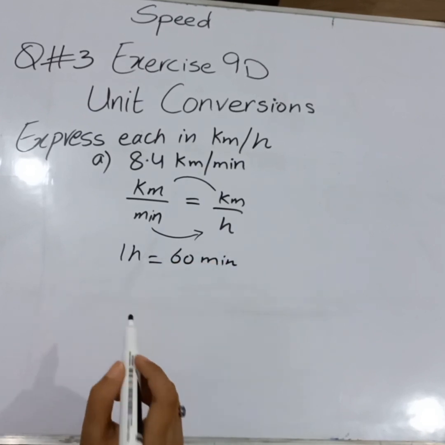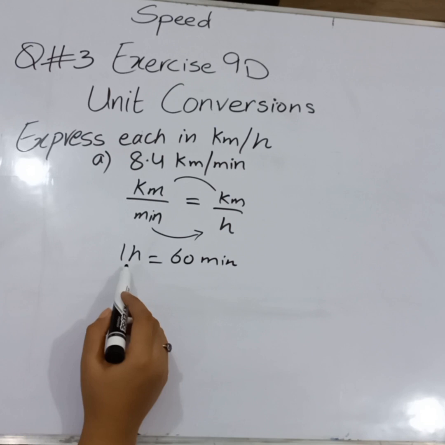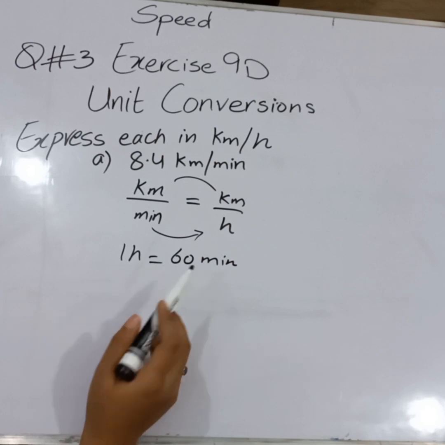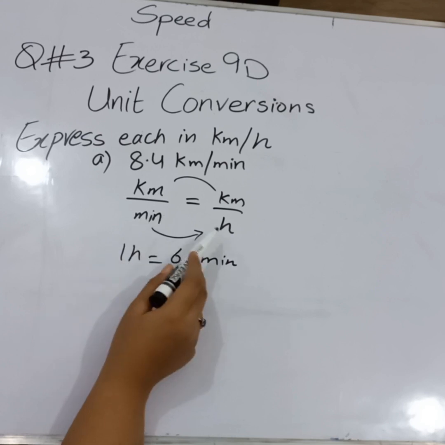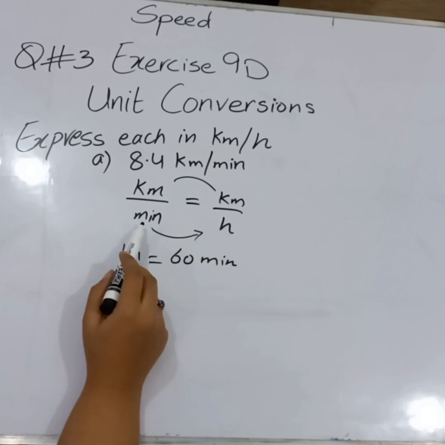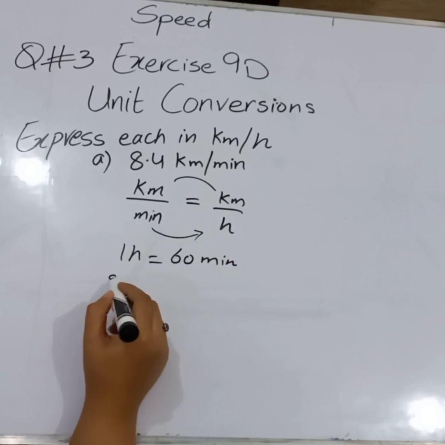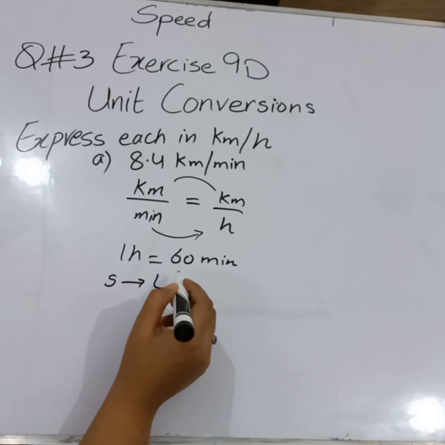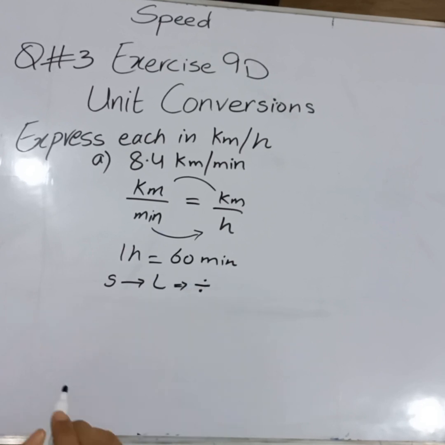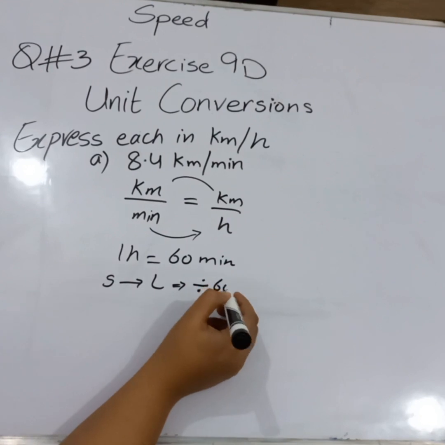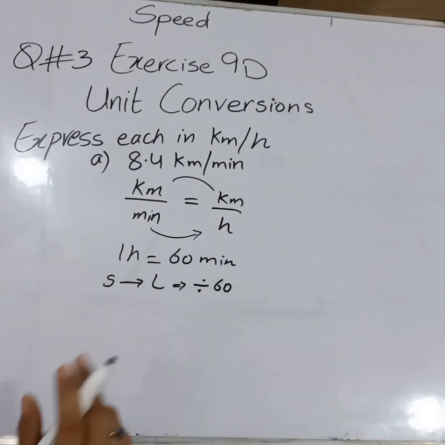Whenever we are moving from larger to smaller unit, we do multiplication. So here we are moving from smaller to larger unit. Minute is given and we have to go to the larger unit. Hour is a larger unit, minute is a smaller unit. So from smaller unit to larger unit, we do division. Division by 60 right now because we are talking about minutes and hours over here.